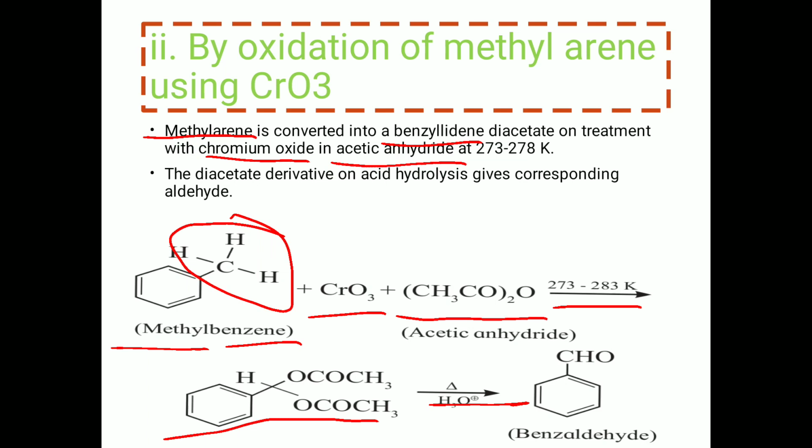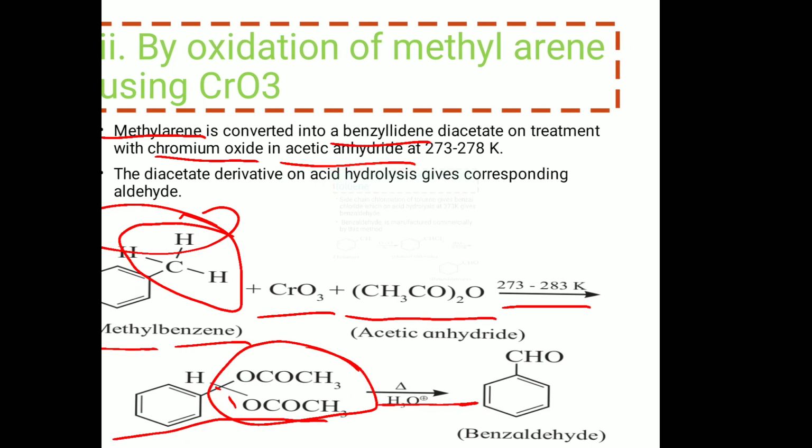It undergoes the acid hydrolysis reaction, and it gives the corresponding aldehyde. Now see what happens in this reaction. When this methyl group reacts first with chromium oxide and then acetic anhydride, it gives the intermediate product, which is nothing but the diacetate derivative. Here 2H has to be replaced by this group, and then it undergoes the hydrolysis reaction, and we get the CH double bond O.